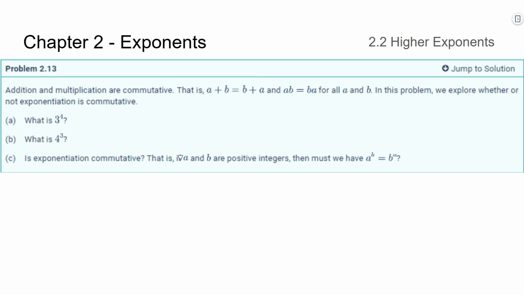All right, addition and multiplication are commutative. That means a plus b is equal to b plus a, and ab is equal to ba. So both multiplication and addition are commutative. So we explore whether or not exponentiation is commutative. We're going to try 3 to the 4th and 4 to the 3rd to see if those two are the same. So do you think those two are going to be the same? All right, so go ahead and give that a shot.